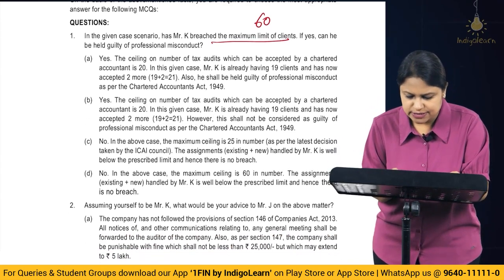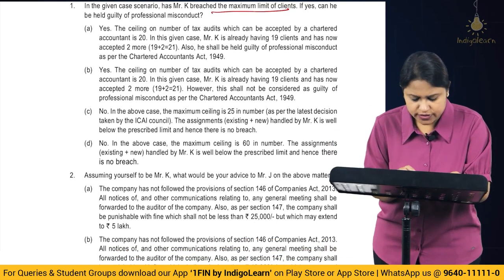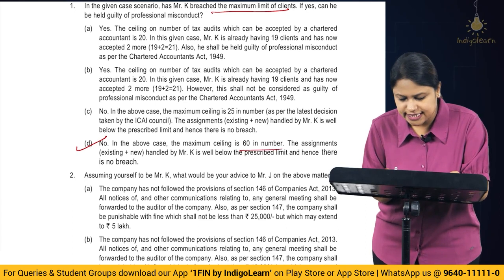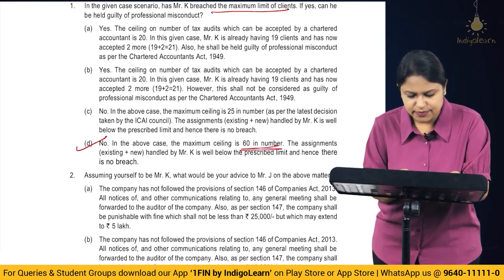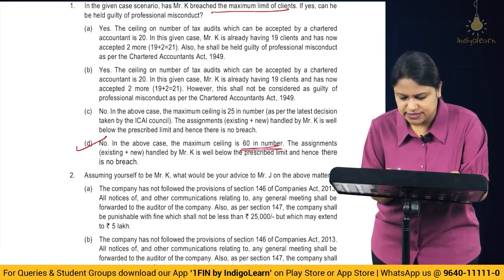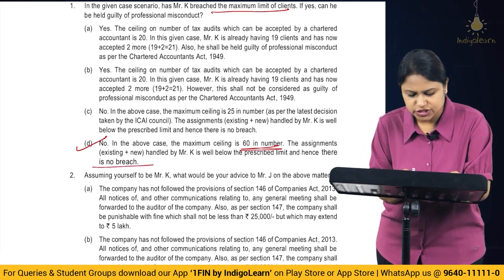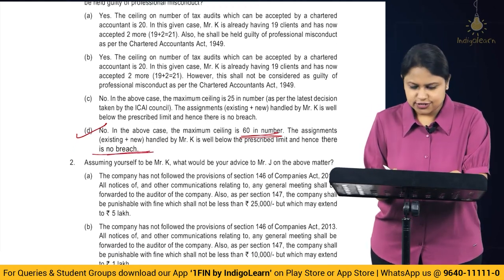In the above case, the maximum ceiling is 25, no. Okay, the answer is D. No, in the above case, the maximum ceiling is 60 in number. The assignment existing plus new handled by Mr. K is well below the prescribed limit and hence there is no breach. Got it? So that's the first one.